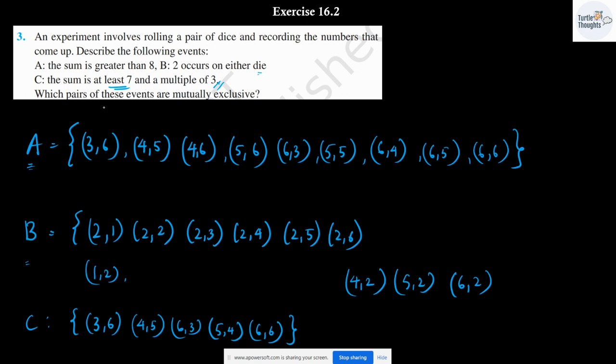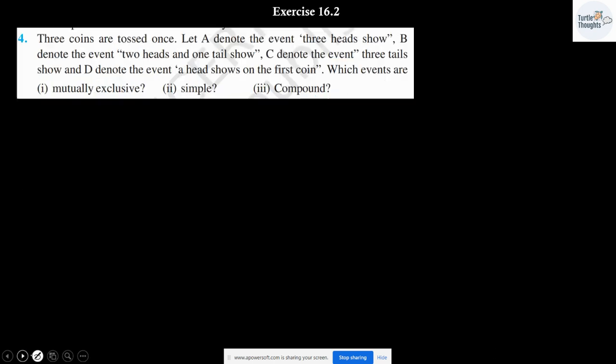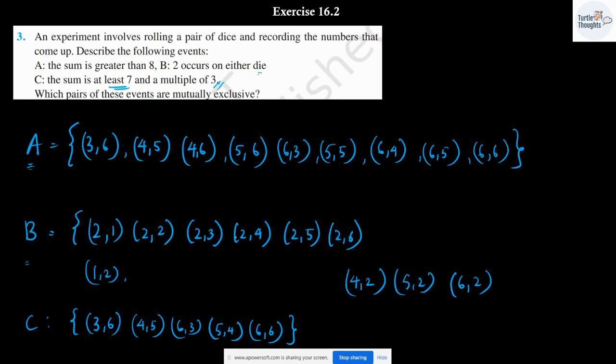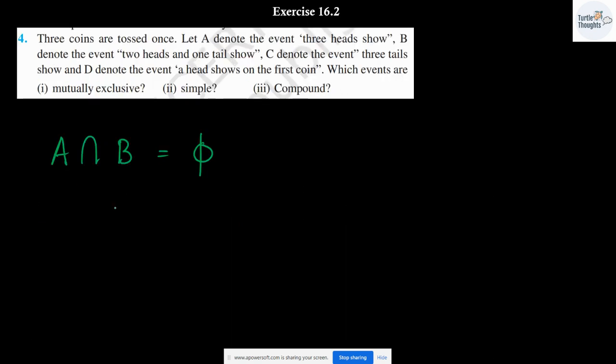Now, which pair of these events are mutually exclusive? This is one more question. Which of these events are mutually exclusive? Right. Now, I can observe that in A and B, A intersection B is a null set, meaning that there are no common elements in A and B. Since there are no common elements, I can write that A and B are mutually exclusive.